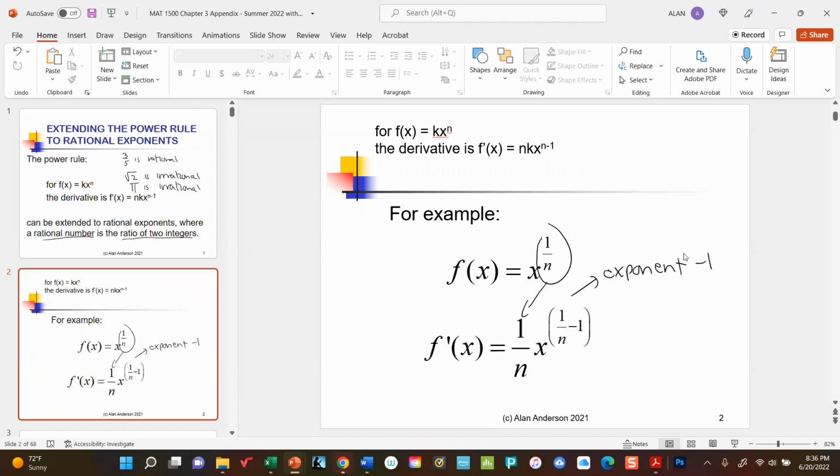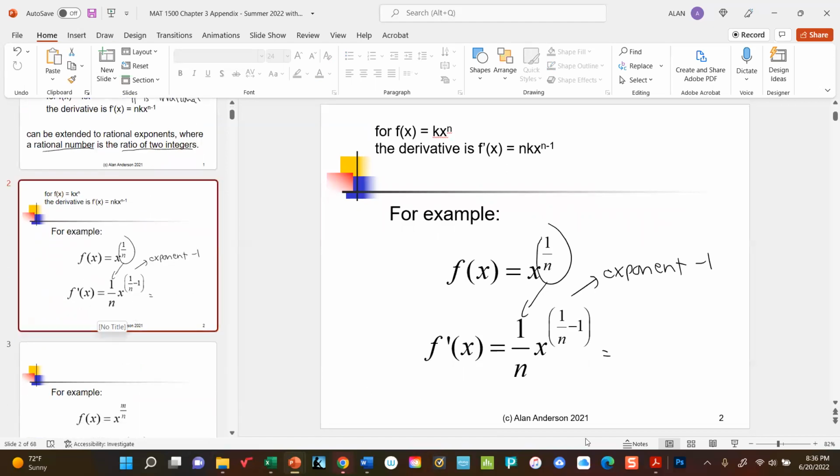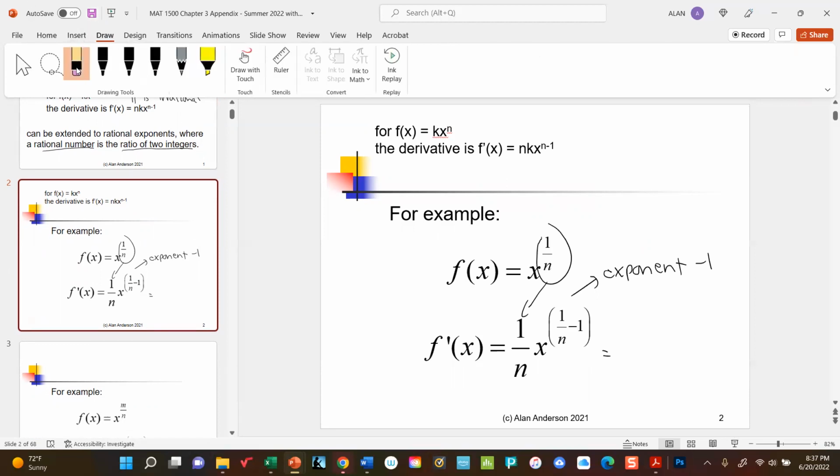And we can simplify that a little if we need to. Actually, we don't. It's fine the way it is, so we'll leave it like that. And so basically nothing's really changed. It's just that the exponent was a fraction. In the next example, we'll see something that's a little bit more general.